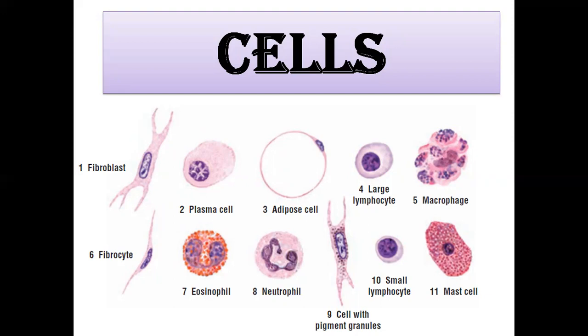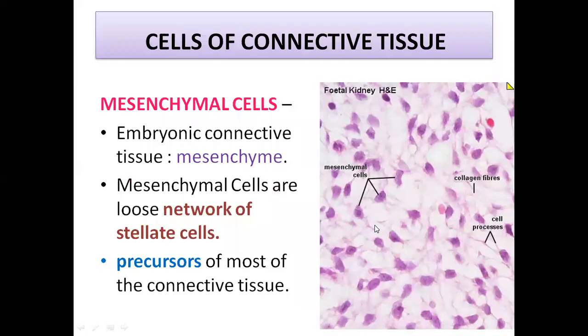Whether you study in this subject or that subject, you always have to remember the concept of each subject so that you can apply it whether it is asked in anatomy or physiology. Now, cells of connective tissue, let us elaborate. First of all, we have mesenchymal cells, like the ones stained in dark purple violet here. This is embryonic connective tissue, mesenchyme.